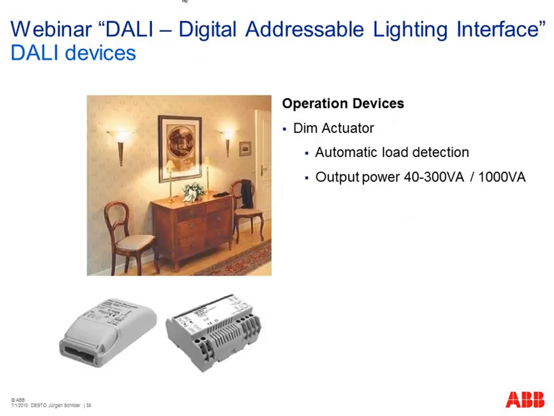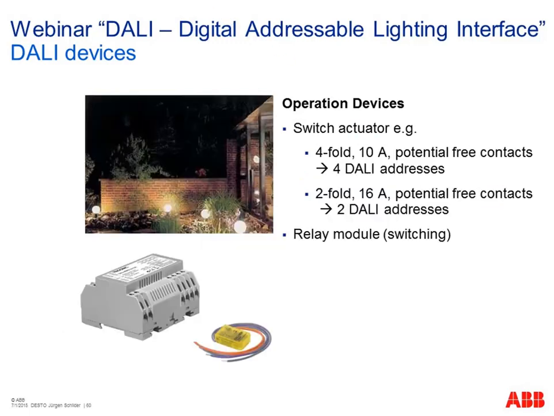So here, a DALI dim actuator for typical incandescent lamps, like you have it here for example. Available also for false ceiling or as a DIN rail component with different output power, maybe up to 300 watts or 1000. It depends on the manufacturer.